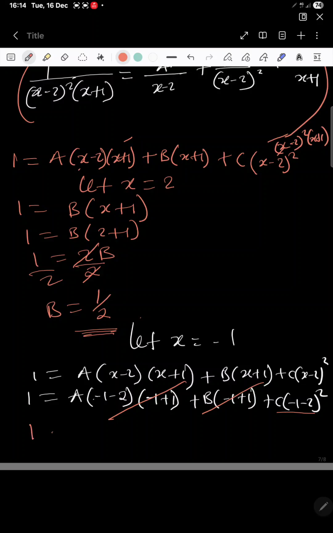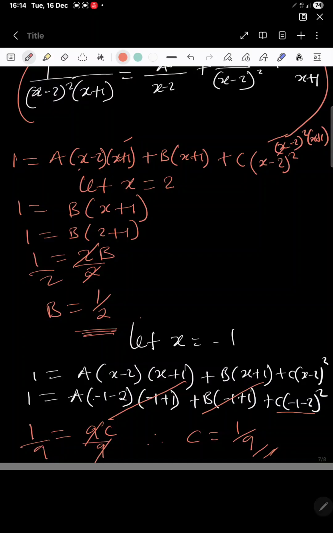So we're going to have 1 is equal to -1 minus 2 is -3, -3 squared, we're going to get 9. So we're going to get 9c. So for you to get the value of c, you divide by 9, divide by 9. So this and that will go, and therefore our c is equal to 1 over 9. So that's the value of c.